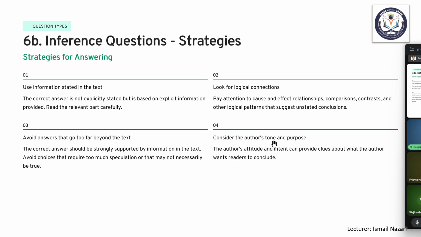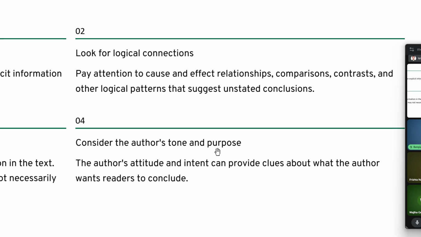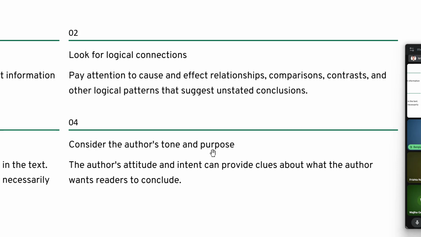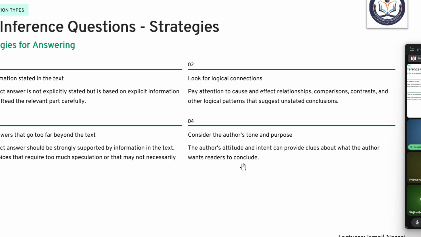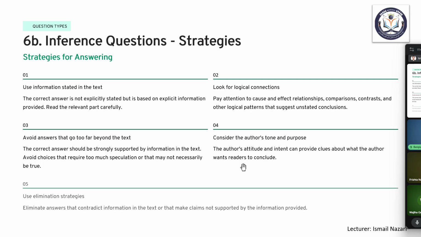The next thing is consider the author's tone and purpose. It simply means we need to understand the author's intent. What does the writer want us to know? That's the author's intent. We will check for the clues. For example, in answer choice C, we had the word should. So should is expressing a different view than when it says is or are. So they're different. That's how it shows the tone and the purpose of the author. So we have to be careful.